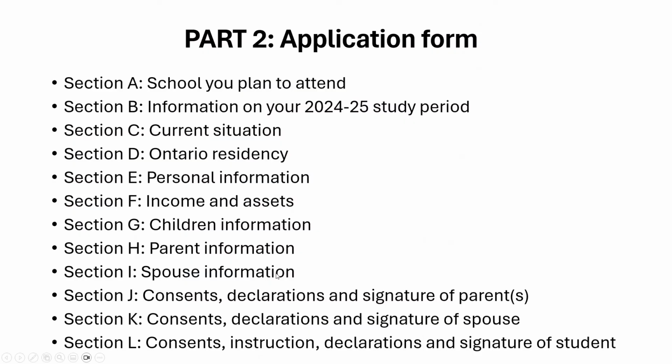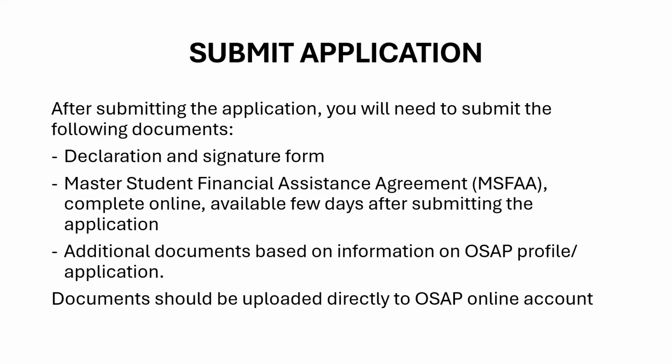So the sections in part 2, you have to fill it all out and read it carefully before you submit the applications, okay? Because if you change anything later on, then you have to wait for the approval for the change. And then after that you submit. And then after submitting the applications, you will need to submit the following documents. That is the declarations and signature form online, okay?